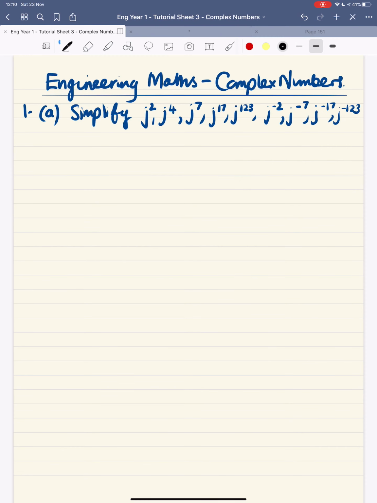Right, okay, so this is the Engineering Maths Year 1 Complex Numbers questions. This will help you with your revision for your exams.